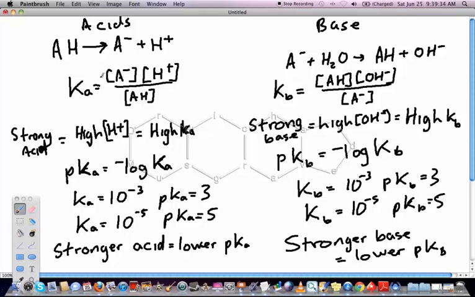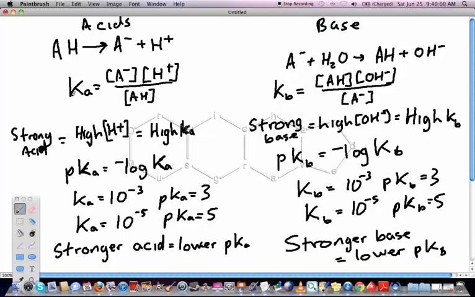And a Ka value could be measured by putting the products over the reactants, A minus times H plus over AH. Now we've already said that an acid produces H plus when we put it into water. So the more H plus it produces in water, the stronger the acid we say that it is. So a strong acid is going to have a high concentration of H plus, and that means it's going to have a high Ka, because if this number is big, then this number is going to be big as well.